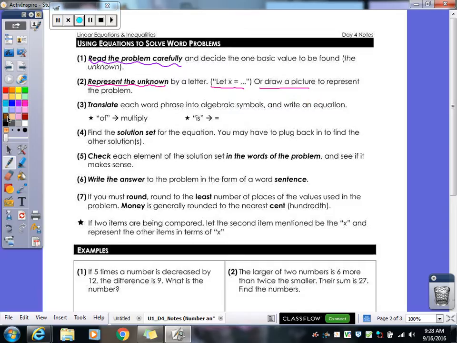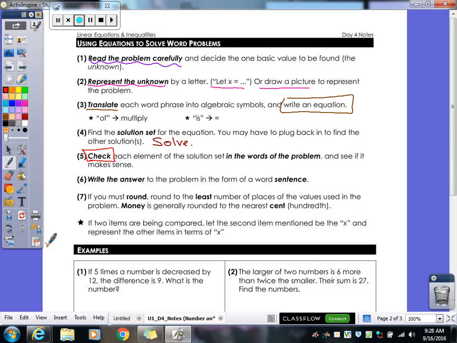So then we're going to translate each word phrase into algebraic symbols, meaning we're going to write our equation after we have our let statement. You want to find the solution set for the equation. Sometimes you may have to plug back in to find other ones. So that's basically just telling you got to solve. You want to check to make sure your answer makes sense.